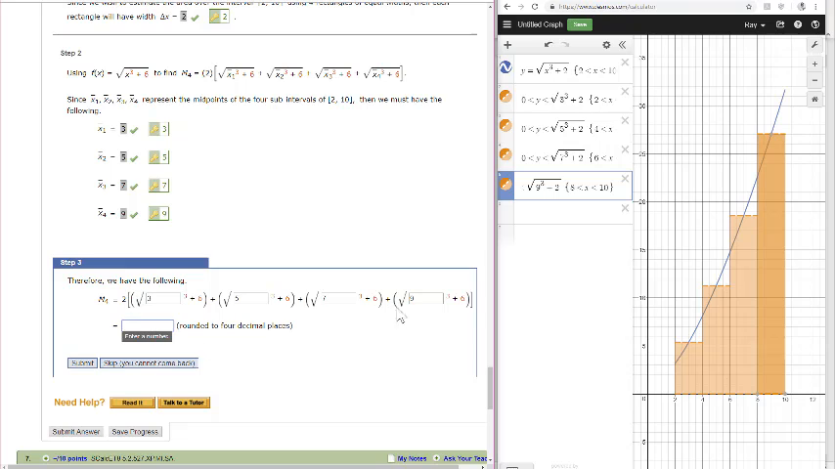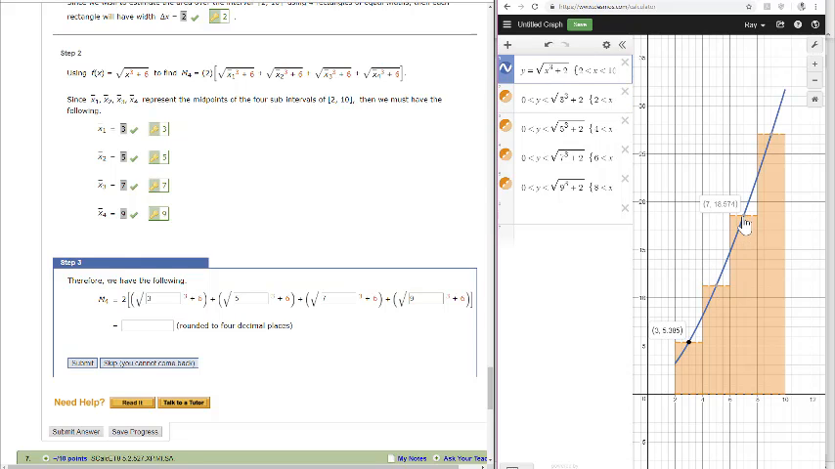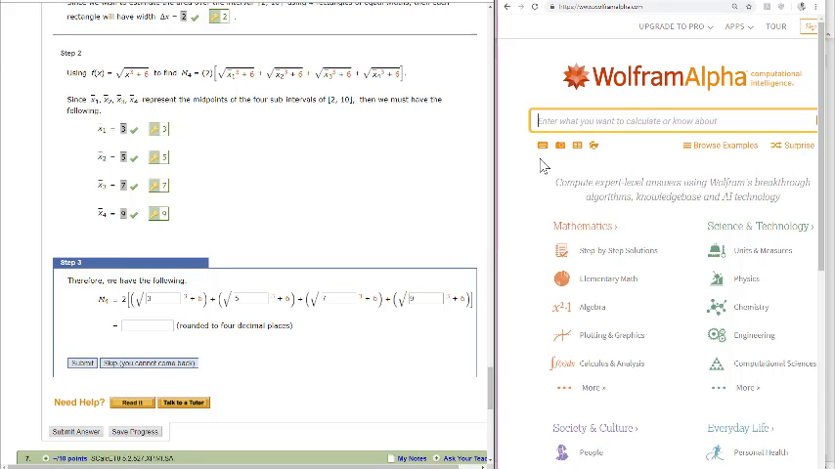And then we want to round this off. So we have these values here. We can essentially add them all up and then multiply by 2. They want to round off to 4 decimal places though, and this thing only goes up to 3 decimal places. So let's rely on Wolfram Alpha for this.